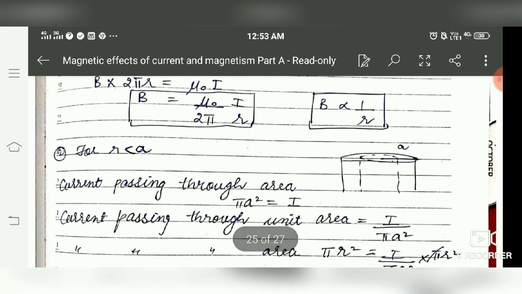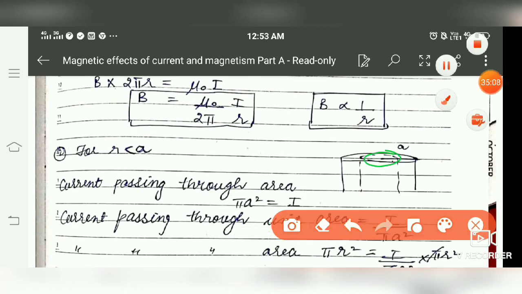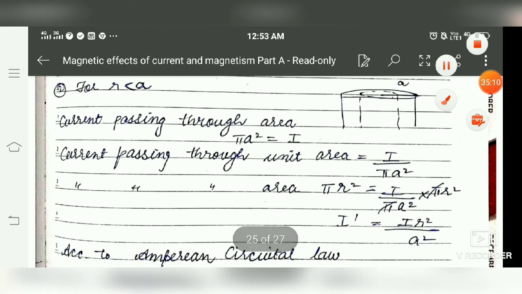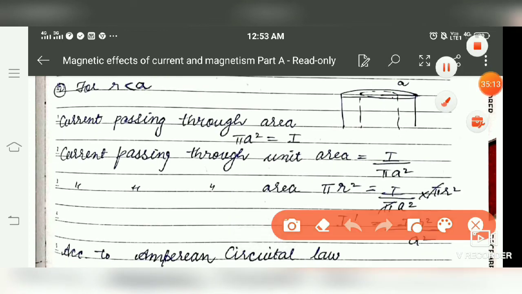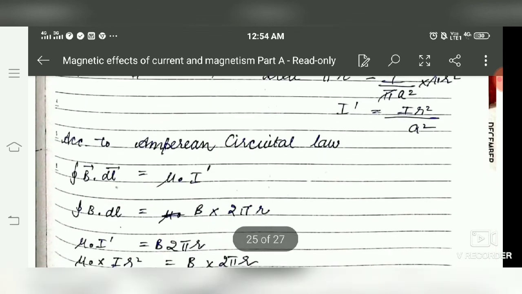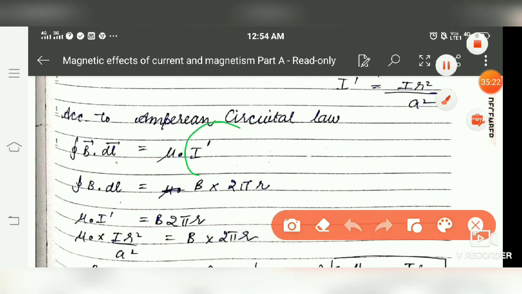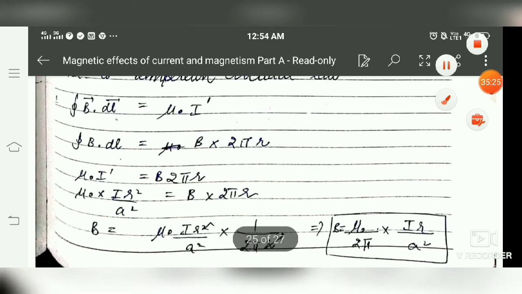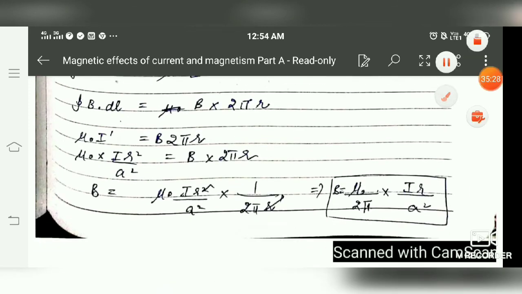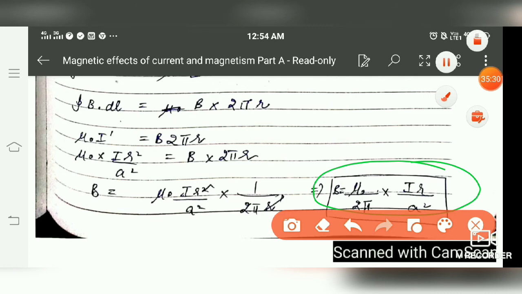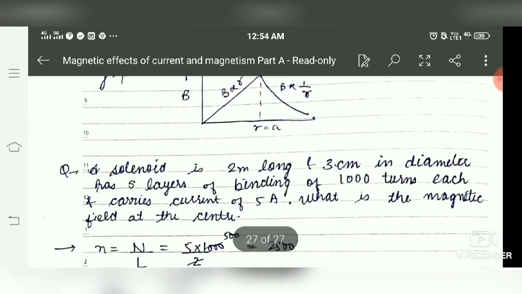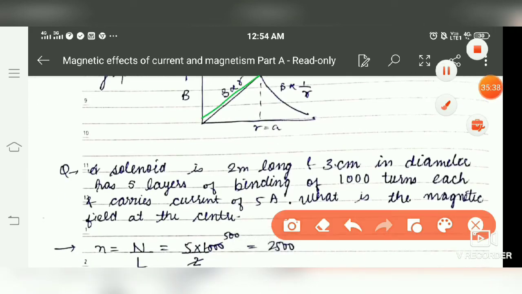Now if r is less than a, meaning r is smaller than a, in that case the current is also passing through a smaller area, that is pi r square. So in this case the current passing per unit area is this, and the total current is this multiplied with the area. Now according to Ampere's circuital law, by putting the value of the new current here and the magnetic field and solving the same, we get an expression of this. So from here we can see that B is directly proportional to r. So inside we have a field which is increasing and outside it's inverse, so it's decreasing like this.